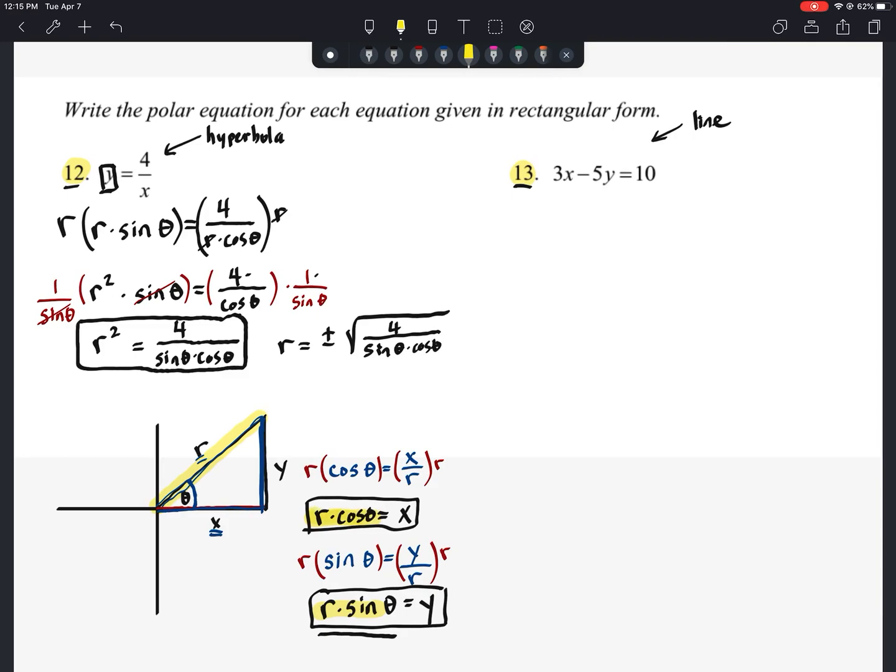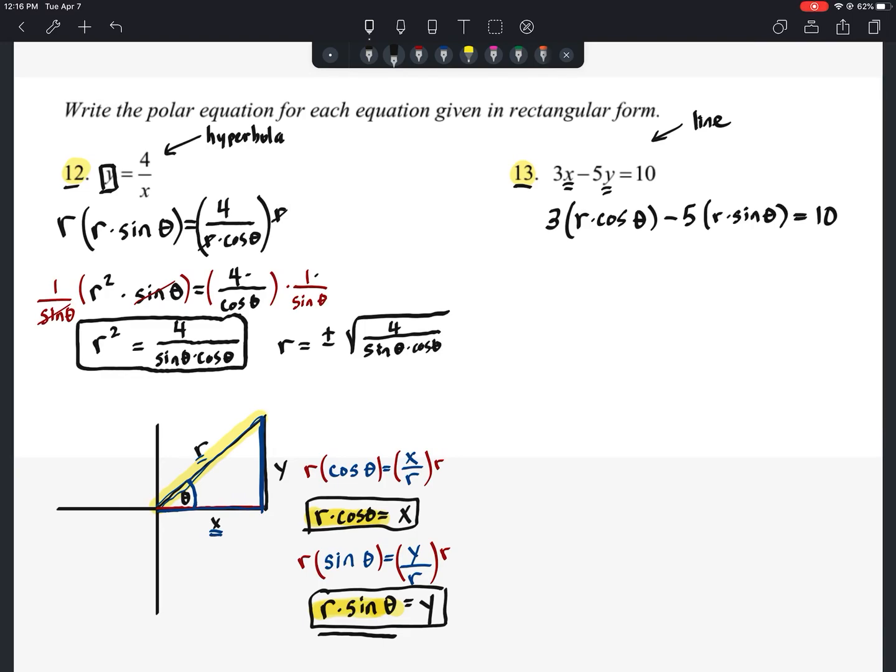We could use these expressions that we came up with down here for x and y and substitute them in for the x's and the y's. If we do that, this is what we have: 3 times, instead of x, r times the cosine of theta, minus 5, and then instead of y, we put in r times the sine of theta. That still equals 10.